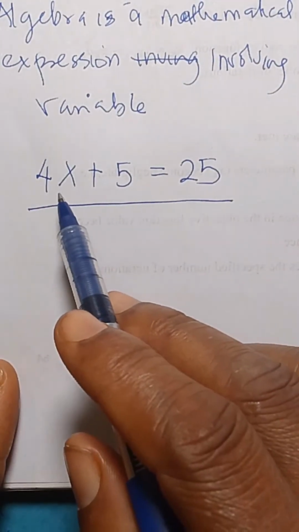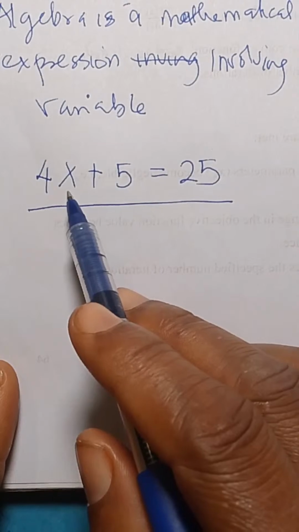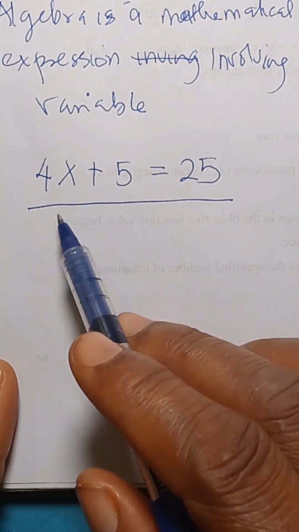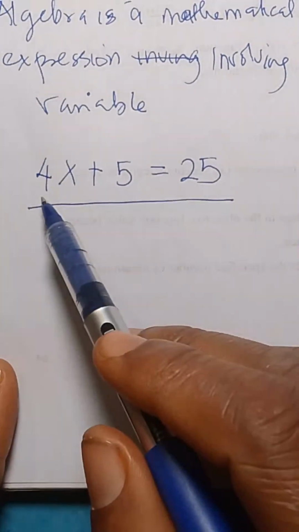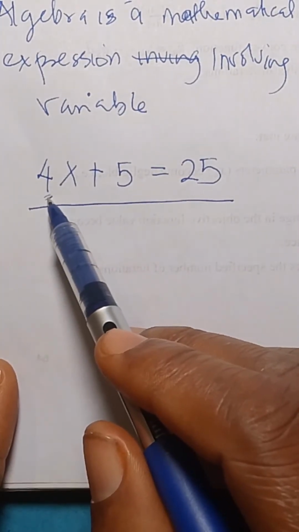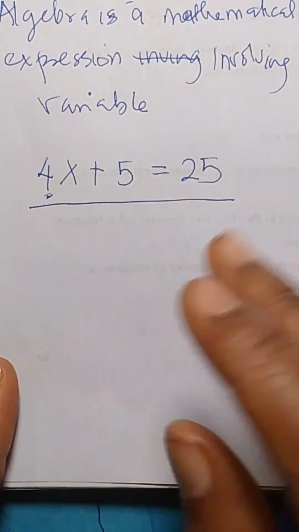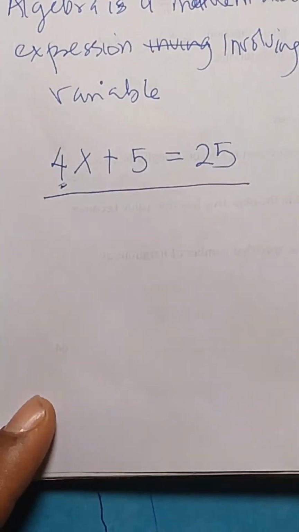So this x here makes it algebra. It's an unknown number we are looking for. If we solve this question now, we'll get a value of x. Okay, now what is a coefficient? A coefficient is the number that is attached to the variable. So the coefficient of x here is 4. All right, so this is all the things you need to know in algebra for a start.